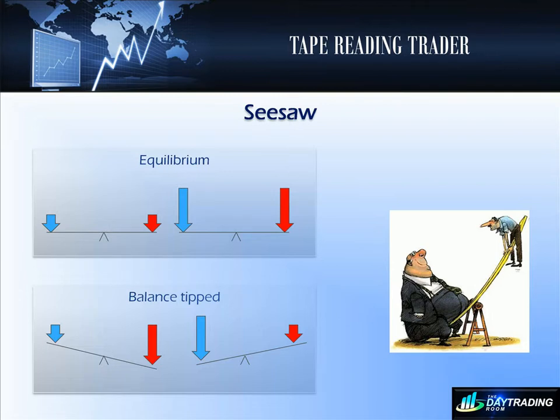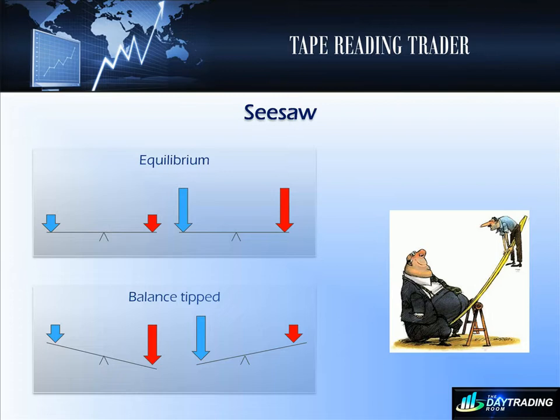Now, we know what a seesaw is. Sits in a children's playground and it goes up and down depending on the weight of the person, depending on the force applied to each end of the seesaw. There's a pivot in the middle. Now, if we take that analogy and use it in the market, we've got two different phases. We've got equilibrium and we've got balance tipped.